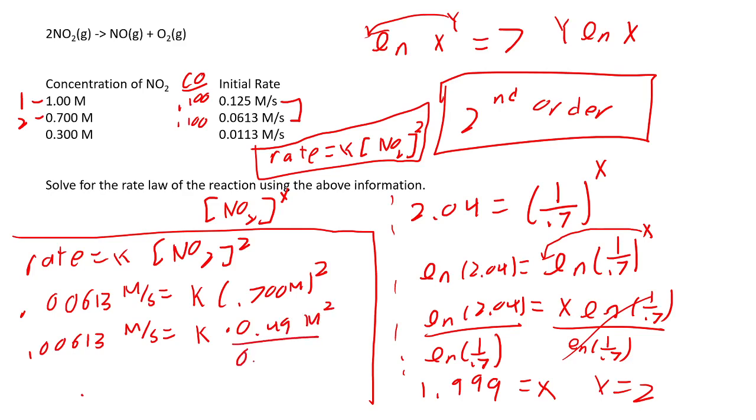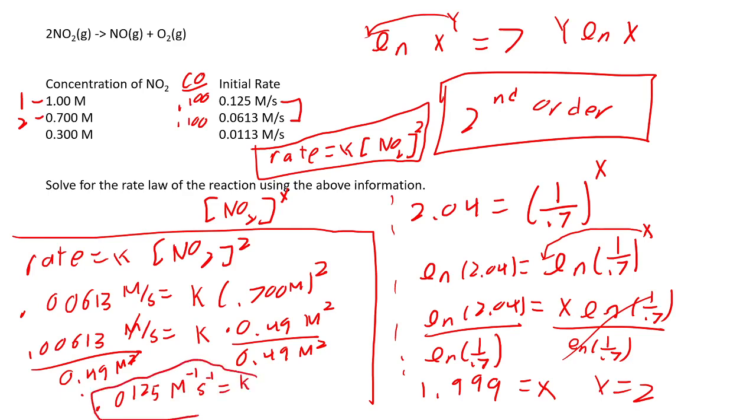So I'm going to divide both sides by 0.49 molar squared. So what you'll notice when I do this is that one of these molars is going to cancel with one of the molars squared, and we'll be left with that. And so we will get 0.0125 M to the negative 1 s to the negative 1 equals k. So this is the way to solve for k, which would then let me write the rate law.